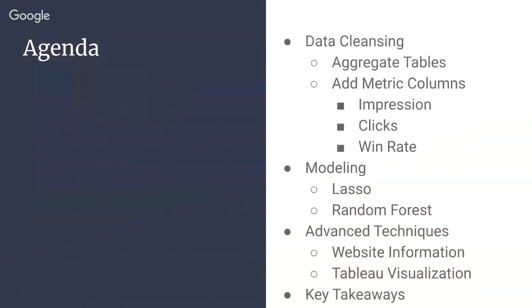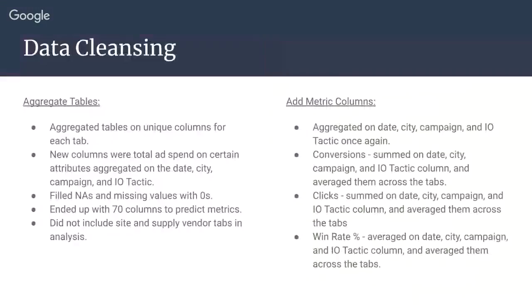Today we'll go through our process for looking at the three key metrics: impressions, clicks, and win rate. We'll start with data cleaning and how we aggregated the tables, and then we'll move on to the models, particularly lasso, regression, and random forest. Then we'll talk about advanced techniques that we attempted to improve our models, and finally key takeaways. So first, we're going to talk about the data cleansing process.